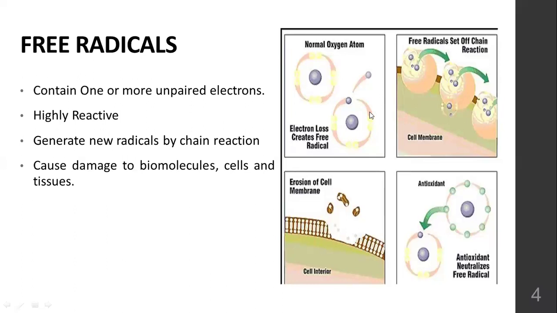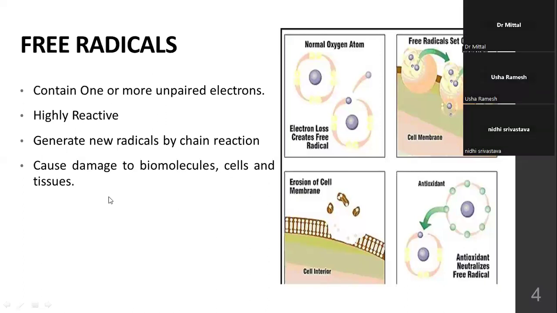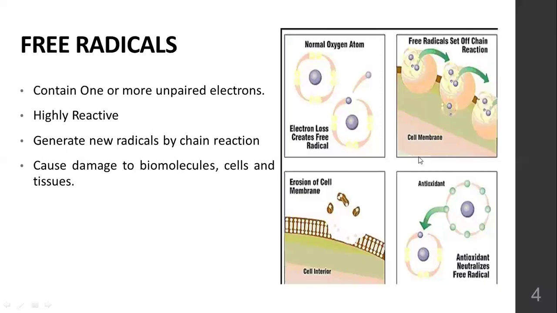So this is a free radical: an atom with one or more unpaired electrons. Since this is an oxygen atom, we can take the example of just one unpaired electron. They're highly reactive and they generate new radicals by chain reaction. You can see here the free radical chain reaction. In one cell membrane, a free radical was developed. It will go and attack other cells to gain more electrons, and there more free radicals will be developed.